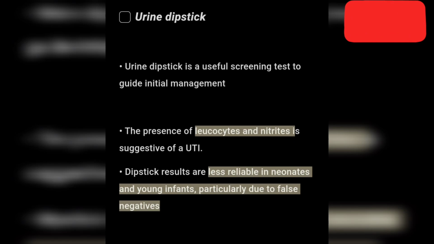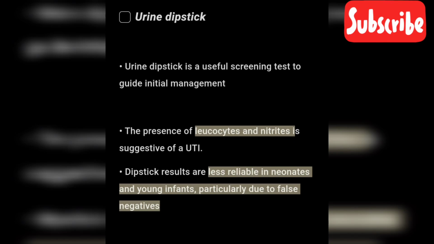If there is presence of leukocytes and nitrites, these are strongly suggestive of UTI on the dipstick test. But the dipstick test is much less reliable in neonates and young infants, because in neonates and young infants there are large numbers of false negative results. Next step we have to perform on the urine sample is urine microscopy and culture.